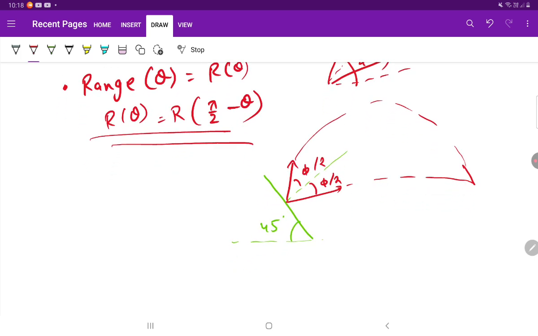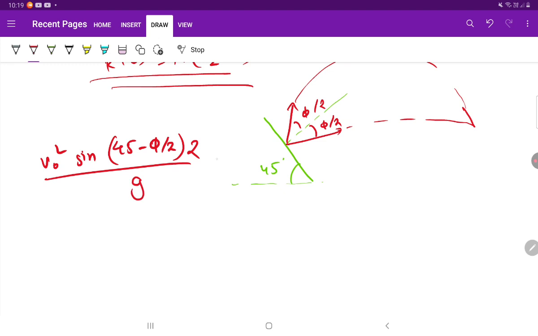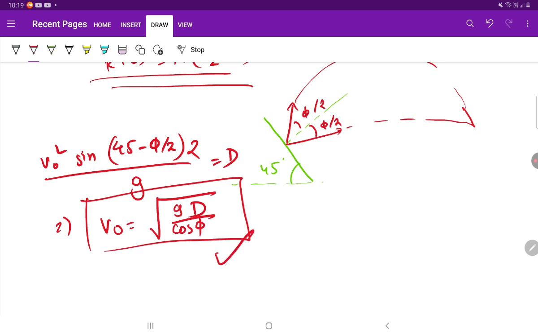Now coming back to what will be the possible values of phi and theta. Well, v naught square sine (45 minus phi by 2) into 2 by g is equal to d. From here you'll get v naught is equal to root gd by cos phi, and that's the answer to the second part. One thing I can say is that this will be greater than or equal to root gd. We get the lower bound.